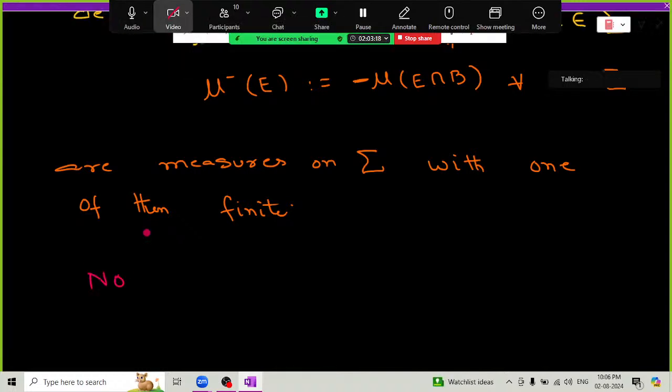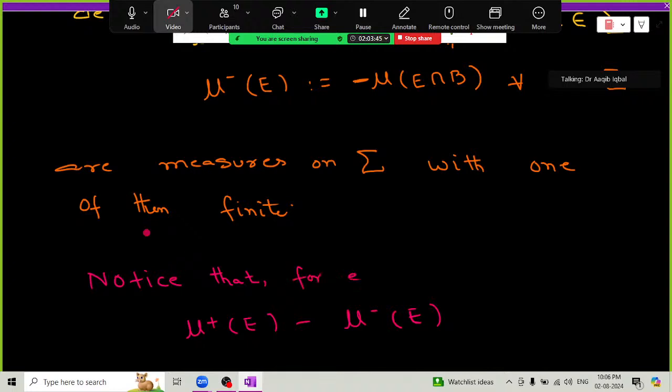Notice that mu plus of e minus mu minus of e, अगर आप ये डिफरेंस लेंगे और ये जो e है यहाँ पर, we will assume that this e is arbitrary. Notice that for each e in capital sigma, mu plus e minus mu minus e, what will be this?